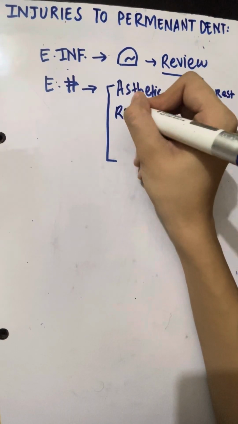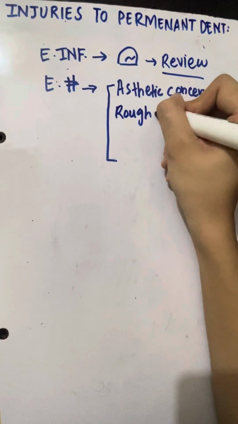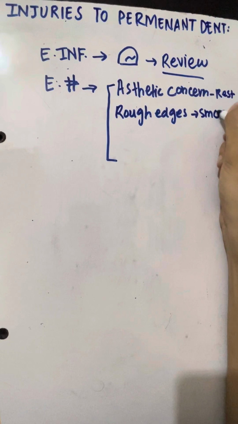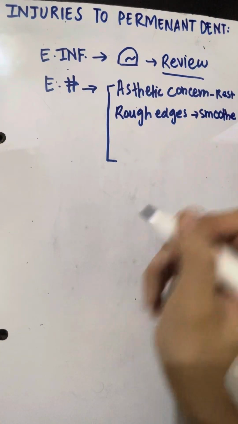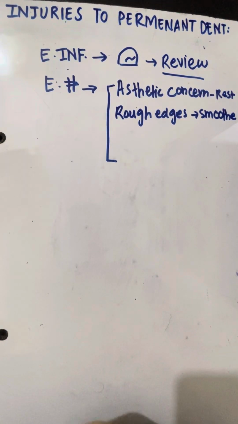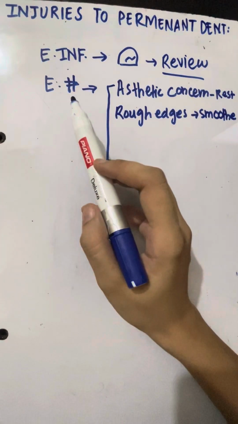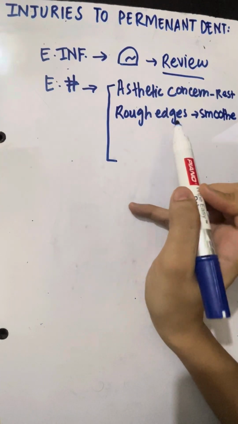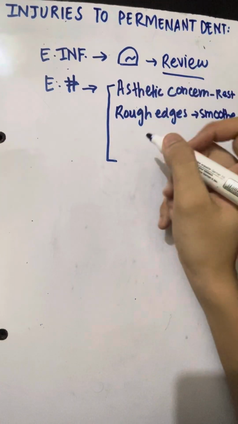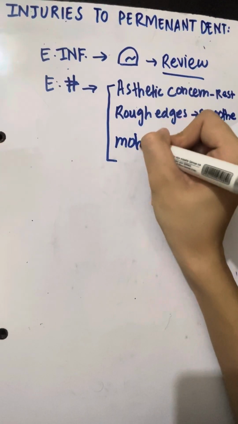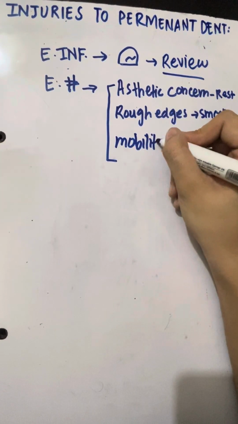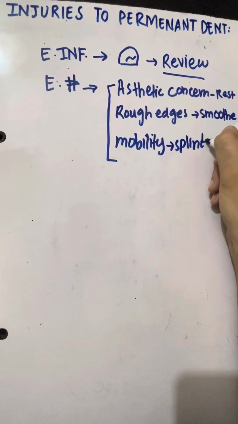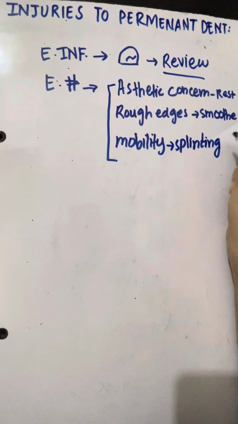If there are rough edges, we will smoothen the edges, as we discussed in primary dentition: if there is enamel fracture, which means loss of tooth substance in enamel, and there are rough edges, we will smoothen the tooth surface. And if there is mobility, what will we do? We will go for splinting. We will discuss splinting in further lectures.